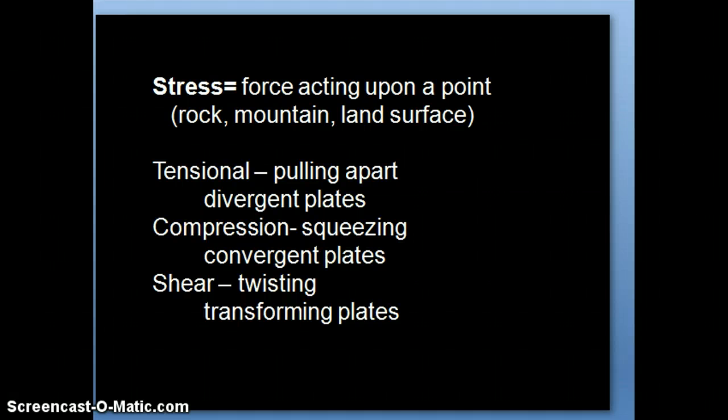There's a great image I want you to know about stress and strain. But stress is the force that's acting upon a point. So we're talking about stress on landforms, on mountains, on areas. Tensional stress is pulling apart land. So that would be a divergent plate. Compression forces are squeezing, and this would be convergent plates, and shearing would be kind of the twisting or the snapping seen in transform plate movement.